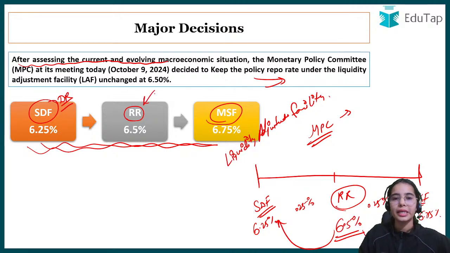Repo rate is the lending rate in the general situation. MSF is the penal rate of lending. When the banks need extra money because of a liquidity shock or a liquidity crunch, they take the money under the MSF. Okay, so these are the rates that have been kept at this level.